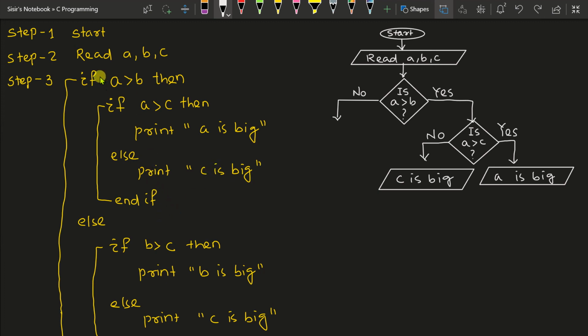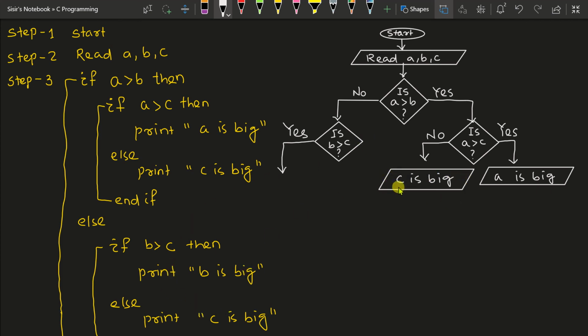Then the next part will be the else part. That means if A is not greater than B, what will happen? We have to check whether B is greater than C or not. So for that we have to draw another rhombus over here. So I'll write, is B greater than C? If it is yes, then B is big. So this is the yes part I am going to use.